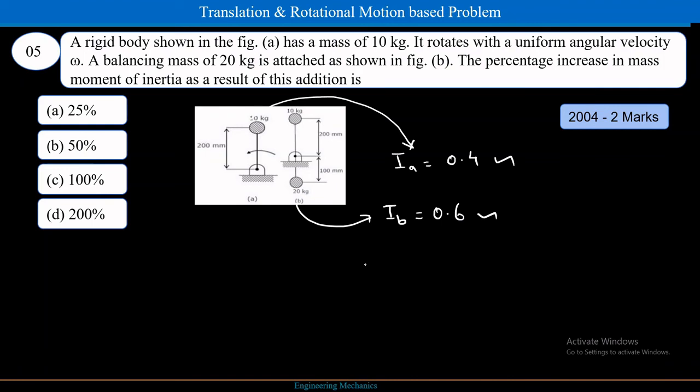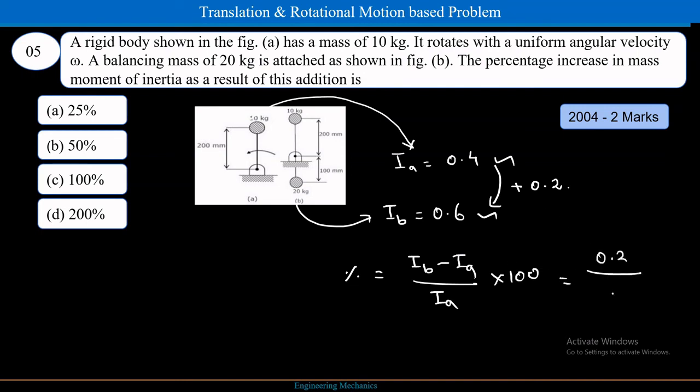So the question is, what percentage increase? How much has it increased? It has increased 0.2, right? If you are good at percentage calculation, it is very simple. It is IB minus IA, divided by IA, into 100. That is the percentage change formula. So I can put 0.2 divided by IA, which is 0.4, into 100. By cancelling, I will get 50%. So where is my 50%? B is my answer.